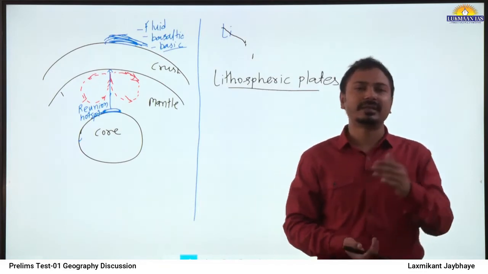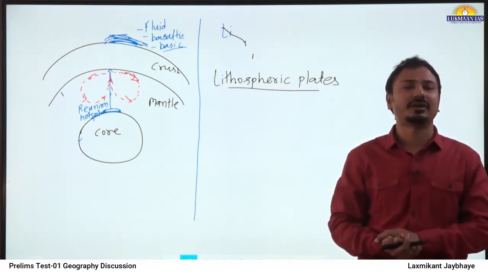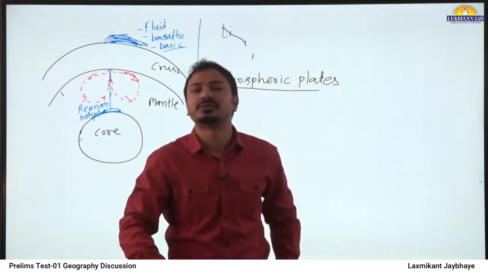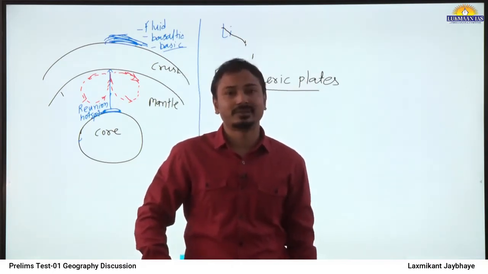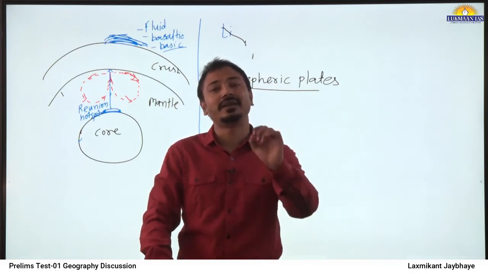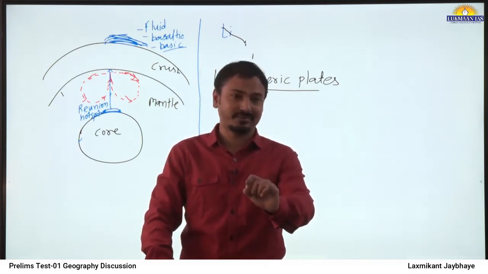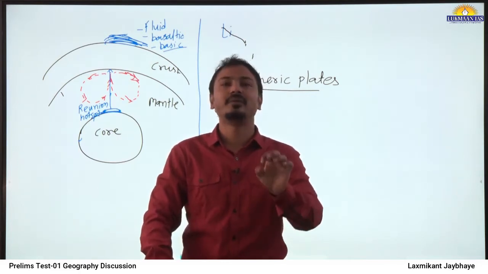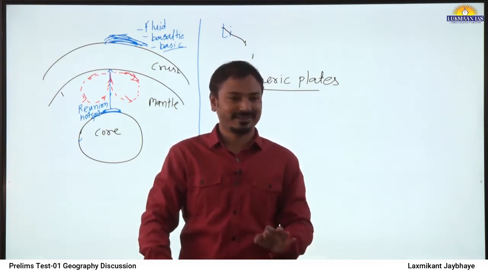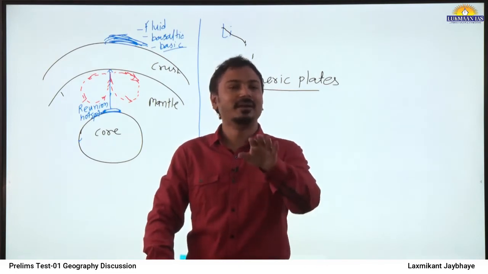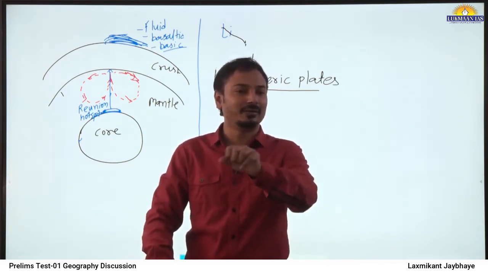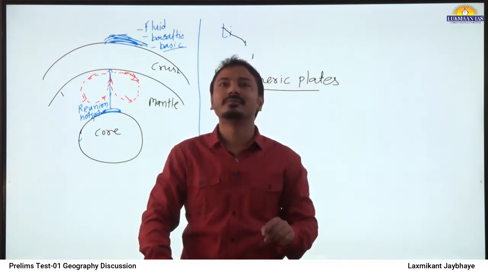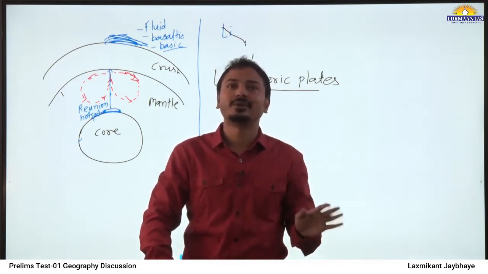For the mains examination, if the question asks to explain the formation of island arcs and festoons in the Pacific Ocean, then you need specific information. But for prelims you need not remember that. Remember only the major plates. Among those major plates, only one is completely continental, one is completely oceanic. Others are both. Okay, this much you can remember.